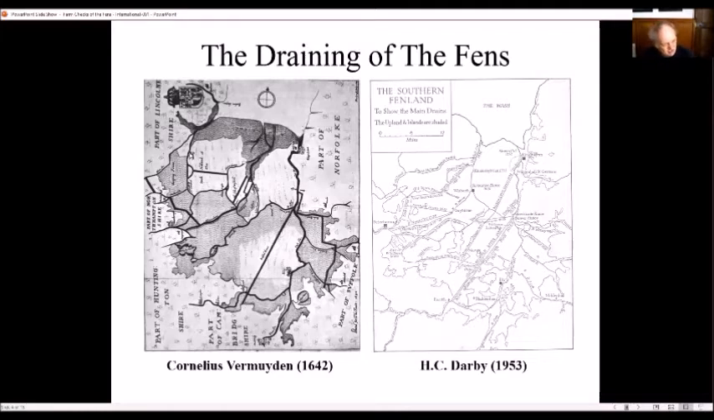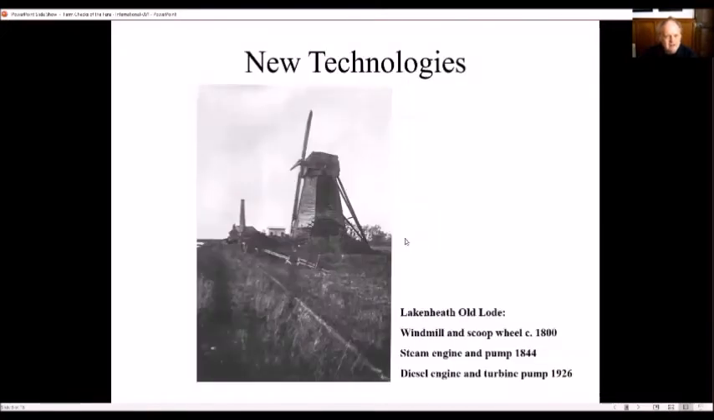So in the 1600s, this was a very unpleasant area to be, very, very poor agriculture, very low population, infested with mosquitoes. And by the time they'd finished in the late 19th, early 20th century, the whole area was crisscrossed with ditches and dikes and pumping stations, etc., etc. So this is the process of the draining of the fens.